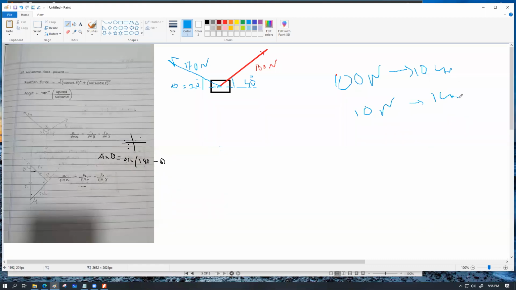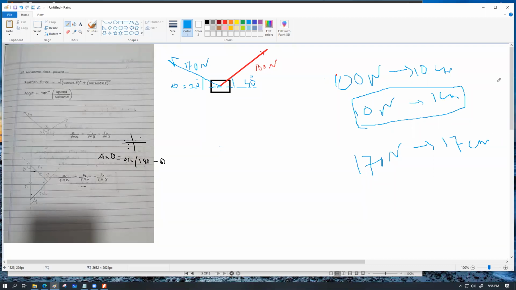1 centimeter. So ideally, this is supposed to be my scale. But if I go for this scale, the problem that I'm going to run into is that 170 Newton force would require a length of how much? 100 Newton is 10 centimeter, and 170 Newton should require a total length of 17 centimeter. Drawing 170 centimeter is a pretty impossible task for a vector triangle.